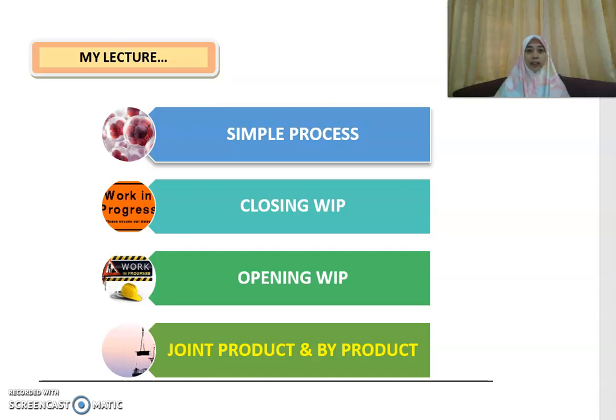Okay, today we continue our lecture. My lecture, as I mentioned earlier, is split into 4 parts. We have the simple process, closing WIP, opening work in progress, as well as the joint product and byproduct. Today I'm going to explain the last part of my lecture, that is the joint product and byproduct.